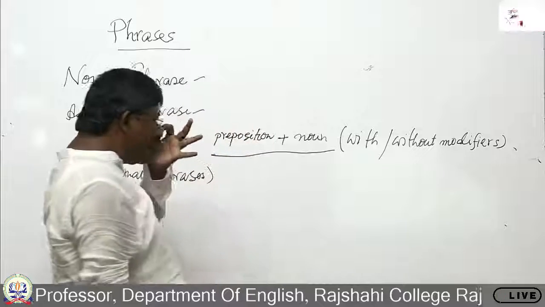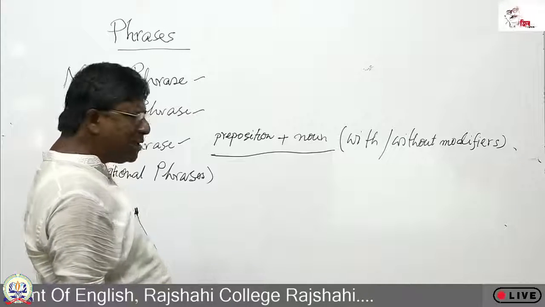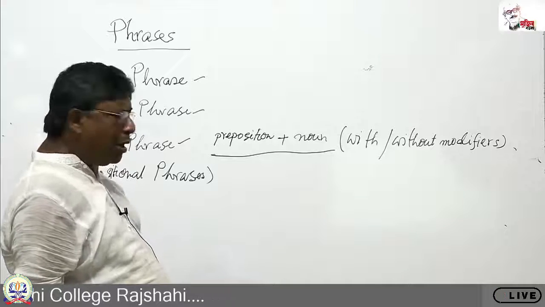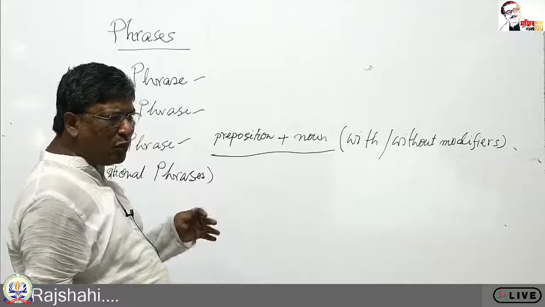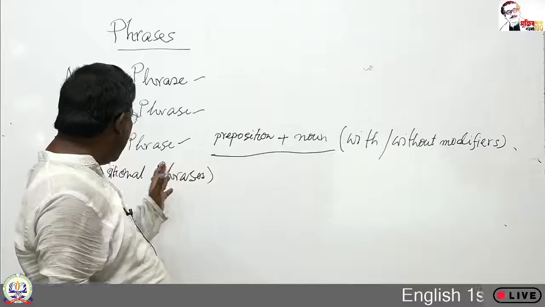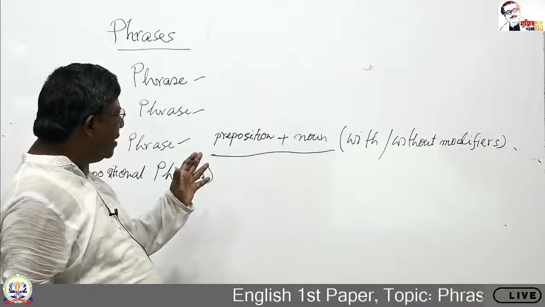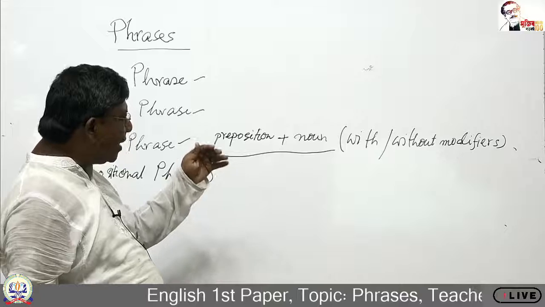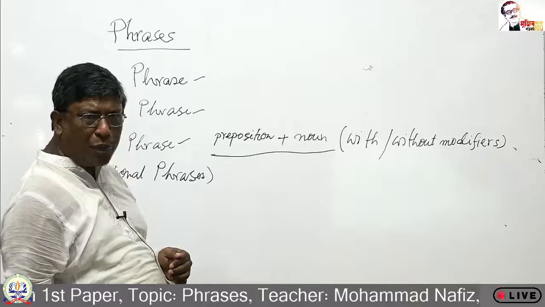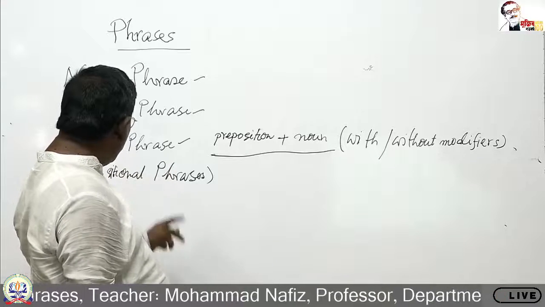Whenever we have some nouns with a modifier, we will call it a noun phrase. I will discuss noun phrase elaborately later on, because we know that when a verb is followed by a preposition, we call it a verb phrase or phrasal verb. And now we have learned that when a preposition is followed by a noun with or without modifiers, they make adverb phrases or prepositional phrases.